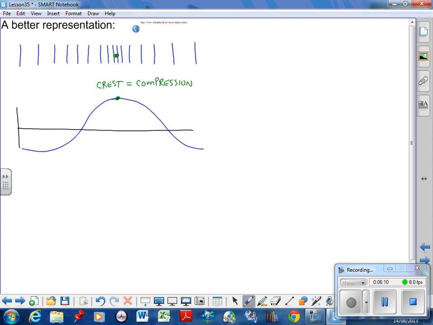So where the bars are tight together, that is what we call a compression. Now where the bars are spread way out, so here and here, that would be similar to the trough. The terminology there is what we call a rarefaction. So a trough is equal to a rarefaction in terms of your longitudinal wave. So it's very important that you can tell that difference.